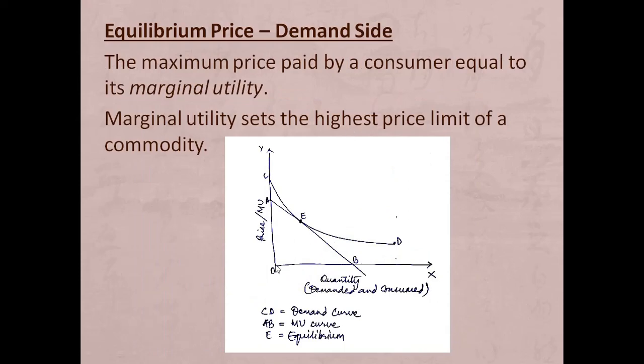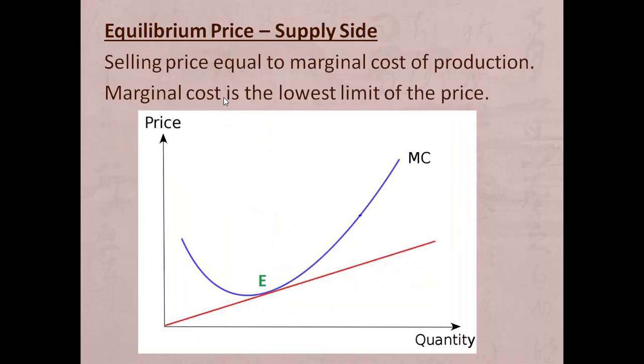Just like here we have the marginal utility that is achieved by the consumers, similarly here we have the marginal cost that is incurred by the seller, or supplier. So whenever the minimum selling price is equal to the marginal cost of production, that condition is the equilibrium condition from the supply side. And always remember that marginal cost is the lowest limit of the price.